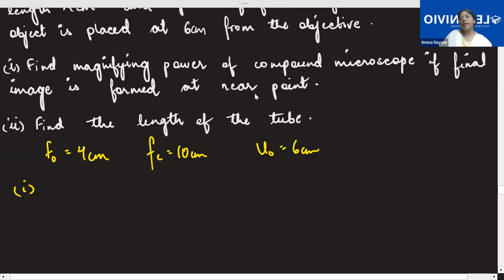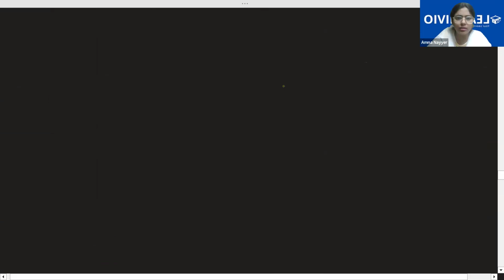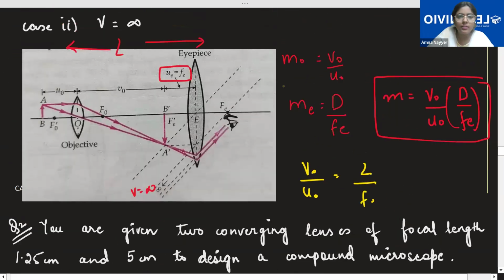L is the separation. The 6.25 that you've got, that is the separation only, between the objective lens and eyepiece. Yes, that is the length. Between both the lenses is what we consider as the length of the microscope. I think I wrote it in the figure. This one, objective and eyepiece, their separation.